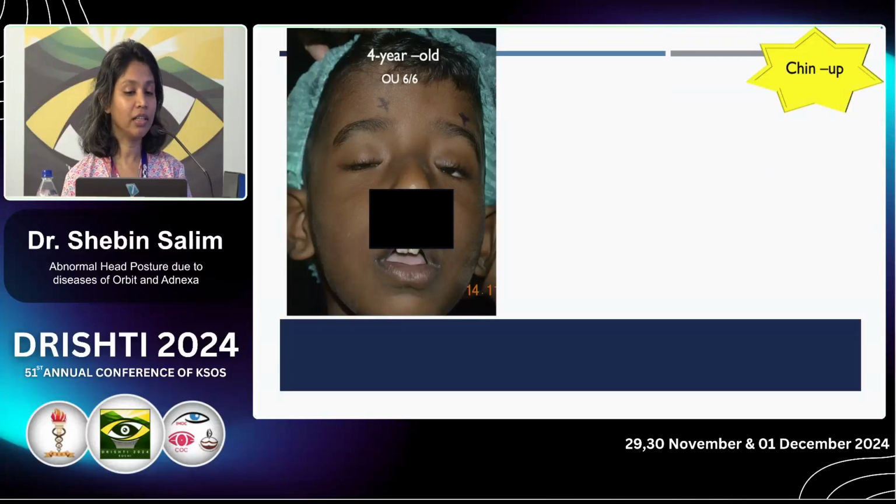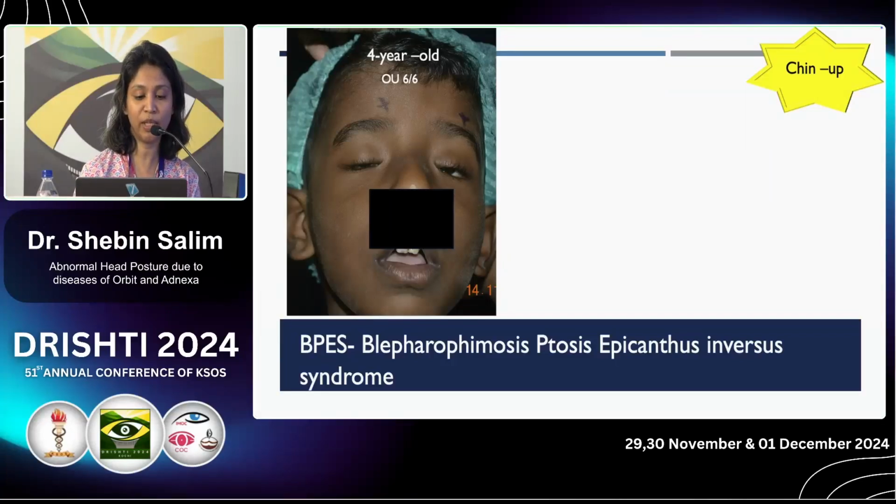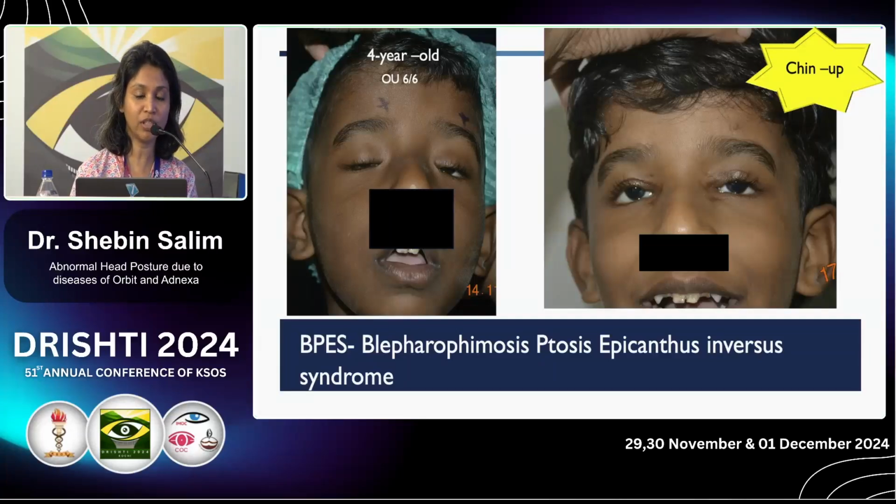Next, we have a 4-year-old boy. Actually, this patient presented to us at the age of 1. He had bilateral severe ptosis. We can see that there is telecanthus, blepharophimosis. This is BPES, blepharophimosis, ptosis, epicanthus inversus syndrome. So despite bilateral severe ptosis, we waited till 4 years of age for the ptosis correction because there was no amblyopia, and the chin up posture helped to prevent the amblyopia. And we waited till 4 years of age to get a better soft tissue development.